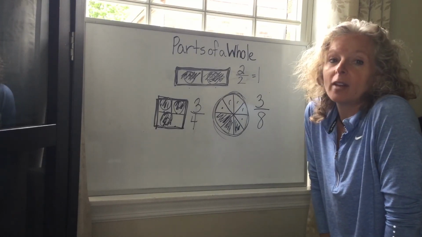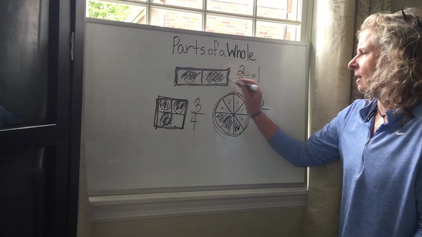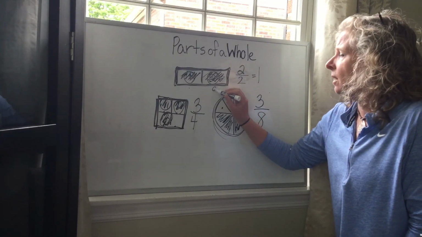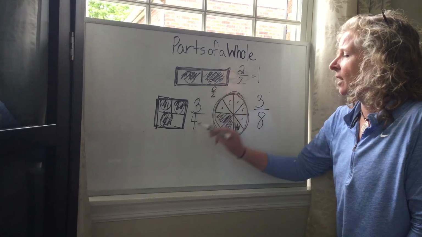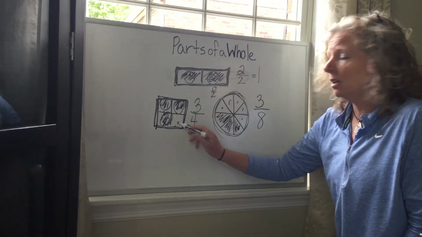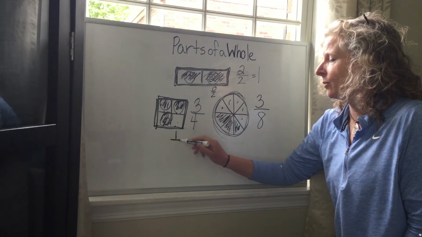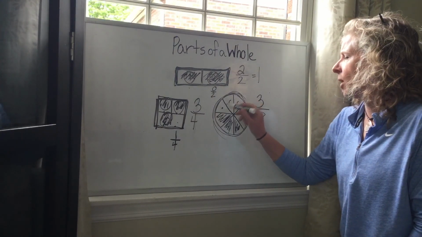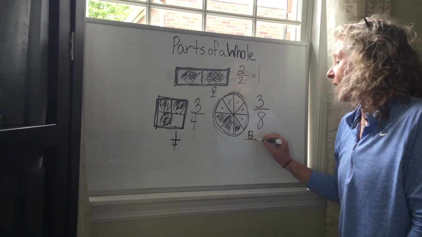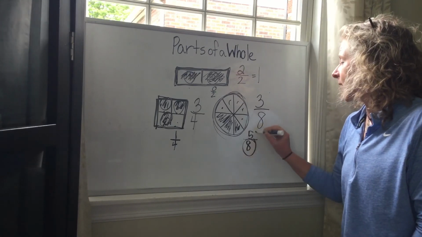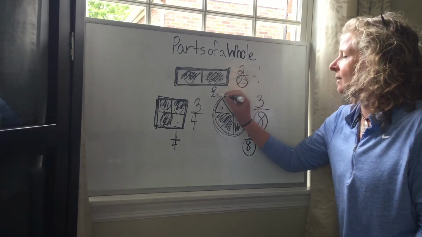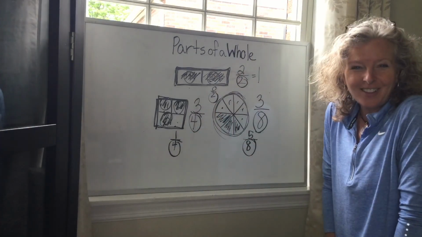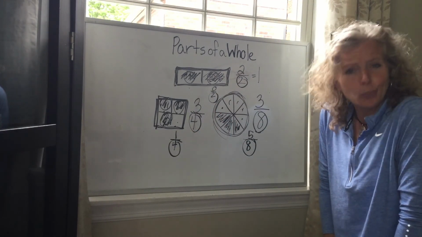Sometimes they'll ask you to find the unshaded. How many parts of the rectangle are unshaded? 0 halves. How many here are unshaded? 1 of the 4. How many here are unshaded? 1, 2, 3, 4, 5 of the 8. Notice the denominators stay the same, and you're looking at the shaded or the unshaded. You'll practice that today.